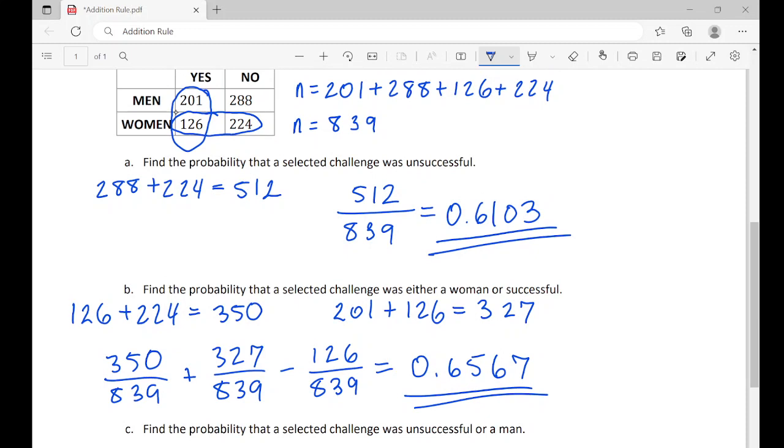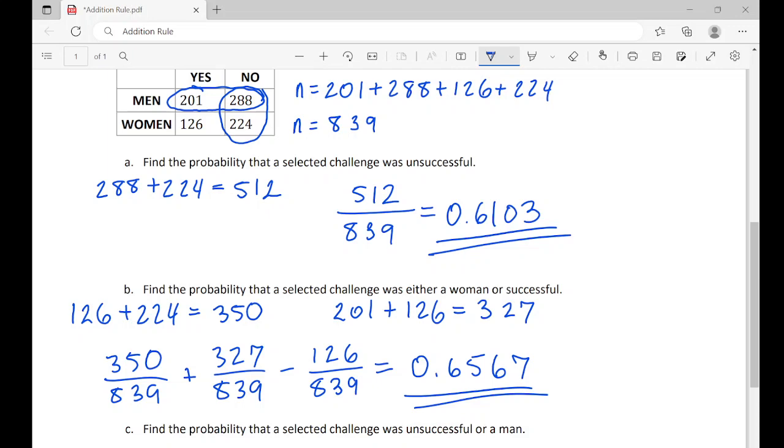Now last, we're again going to do two events at the same time. We're going to find the probability that a selected challenge was unsuccessful or a man. So something that was unsuccessful, 288 and 224, or a man, 201 and 288. Now we can see that 288 is selected twice, so that is the overlap, the intersection, the "and" part of the formula. So we're going to have to subtract the 288.